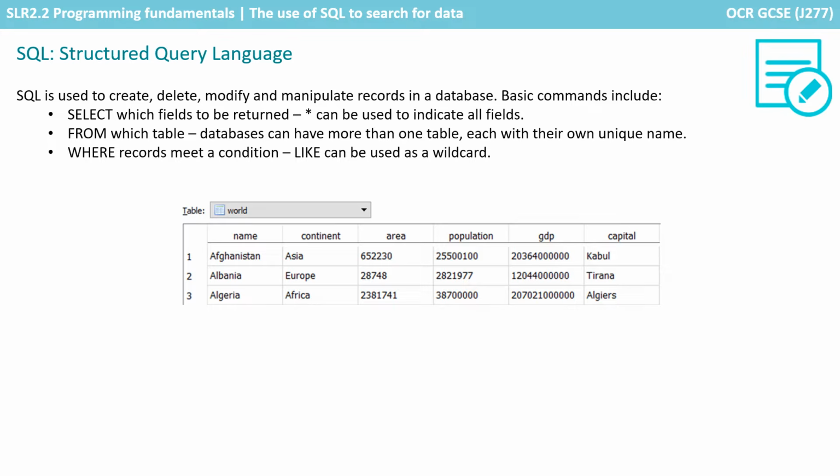So you need to be aware of various SQL commands. The three you need to know for the exam are select, which tells us which fields are to be returned, and you can use an asterisk here to indicate all fields. The command from, which says which table of the database we want to extract information from, because databases can have more than one table and each has its own unique name. And finally where, which is some kind of condition we have to meet. So I don't want to extract all records from a table, only records that match a certain condition.